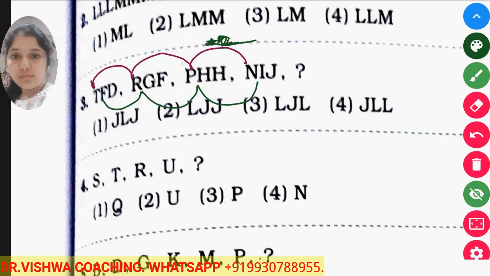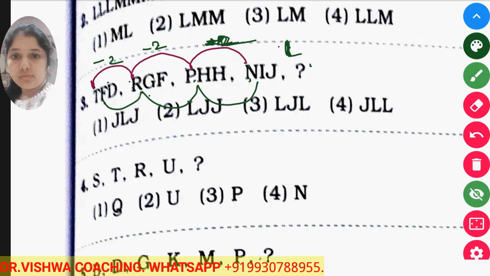Q, R, meaning again between P and Q there is a gap of 1 alphabet. So R -2 is P, P -2 is N, T -2 is R. So N -2, which alphabet will come? L, M, N, so L will come at the first position.